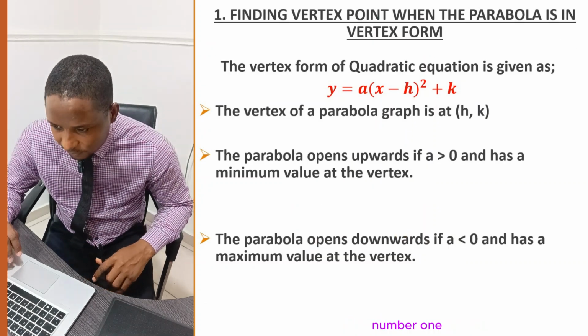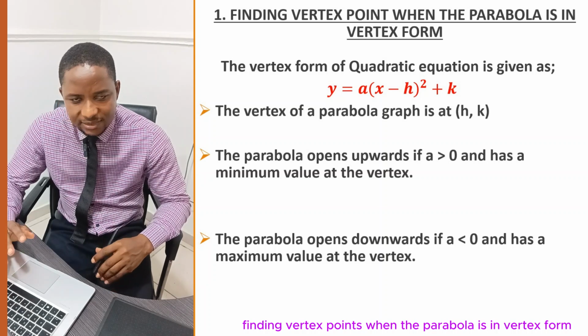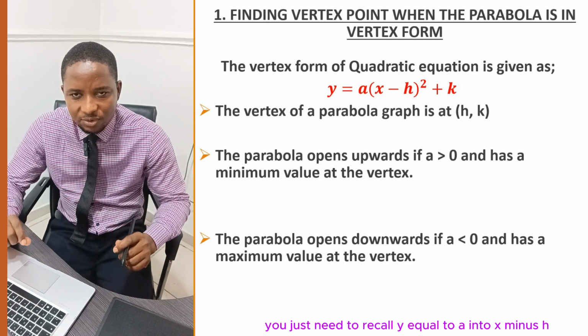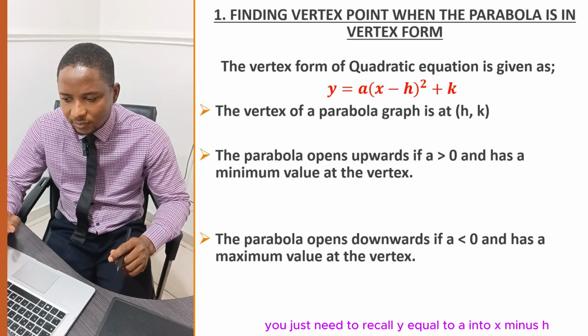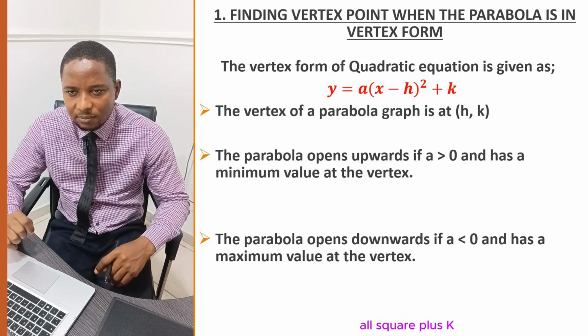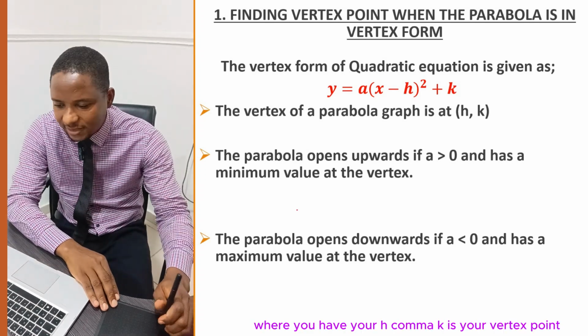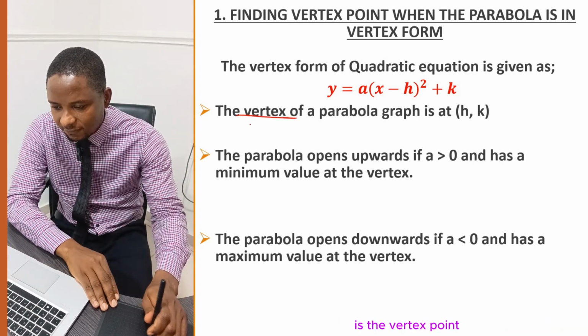Number one, finding the vertex point when the parabola is in vertex form. You just need to recall y equals a times (x minus h) all squared plus k, where your h comma k is the vertex point.